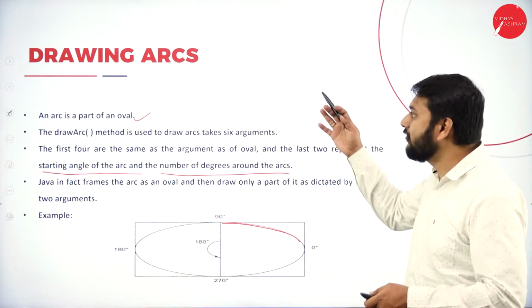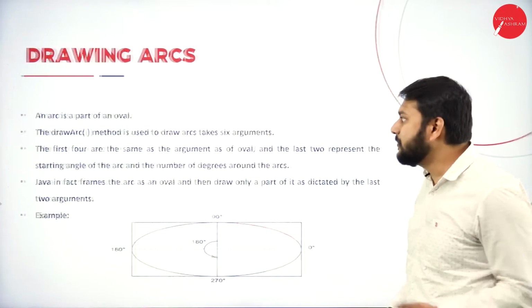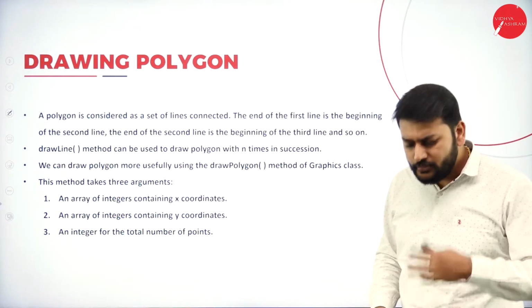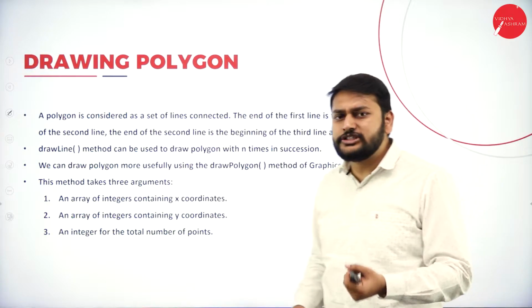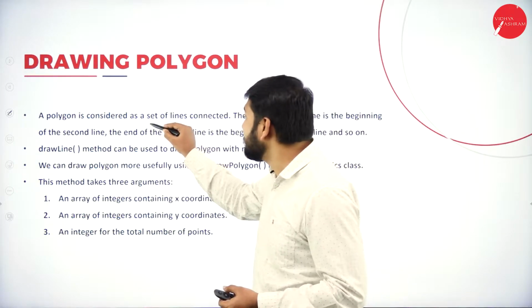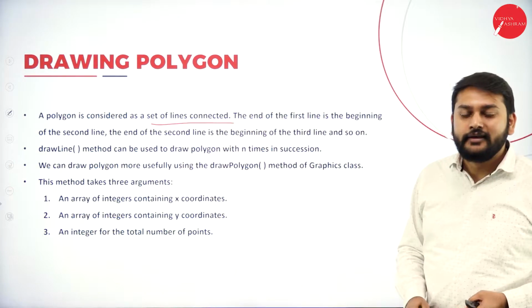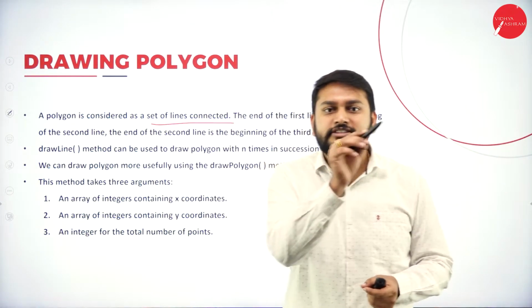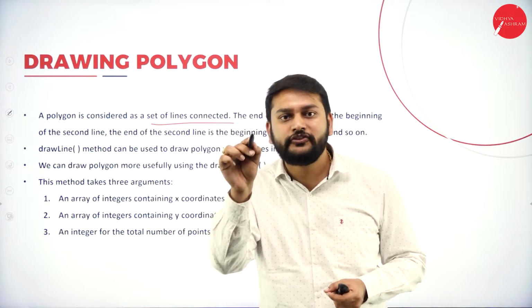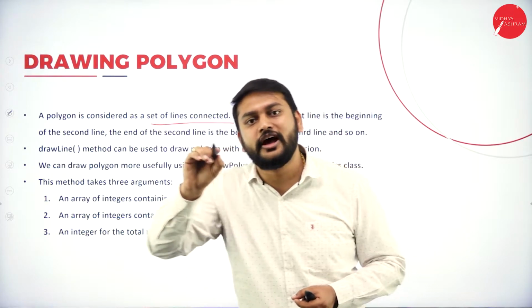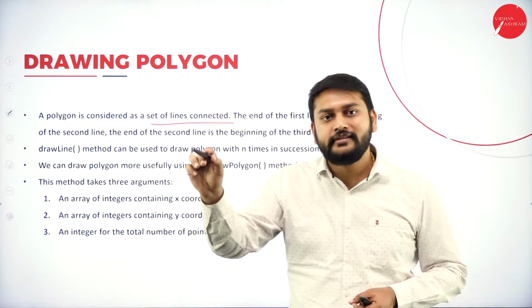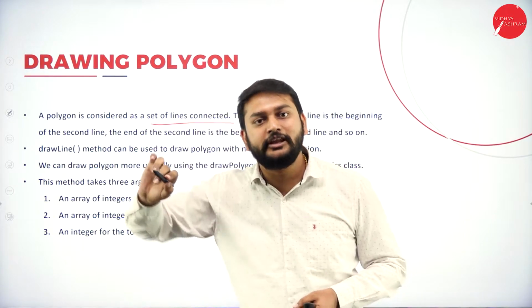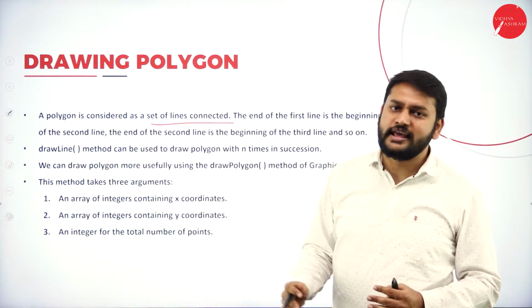So guys, this is how you draw the arc. Now, let me talk about the polygon. You all know that a polygon is considered as a set of connected lines. Say for example, I have one line. The end of the one line will be the beginning of another line. Again, the end of that line will be the beginning of another line. So it goes on like that.